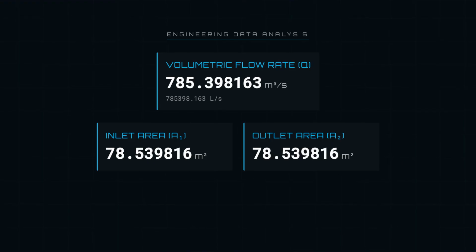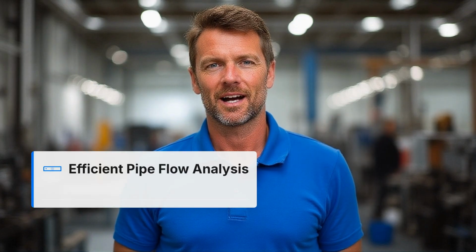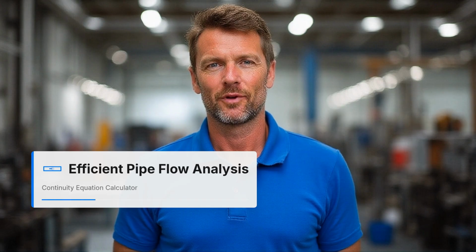The calculator also provides the inlet area A1 as 78.539816 square meters and outlet area A2 as 78.539816 square meters. This calculator streamlines continuity equation calculations for pipe flow analysis.